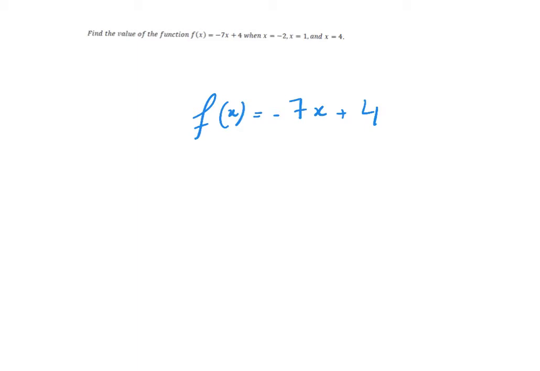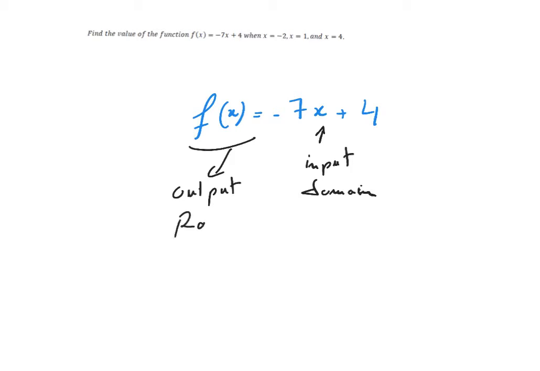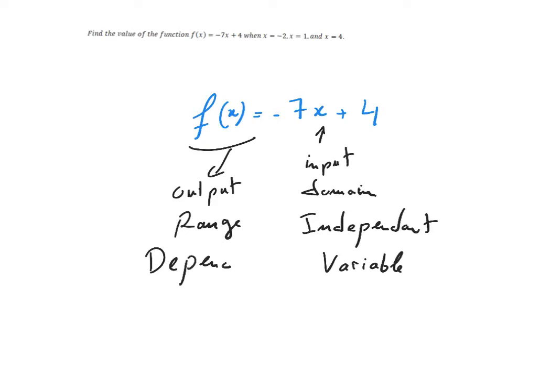every input has exactly one output. Every x, which we would call the input, or the domain, has exactly one output. That's called the output, or range. Also, we call x the independent variable, and y the dependent variable, because y depends on x. So that's called the independent variable, and this one is called the dependent variable. Why? Because f(x) depends on x.